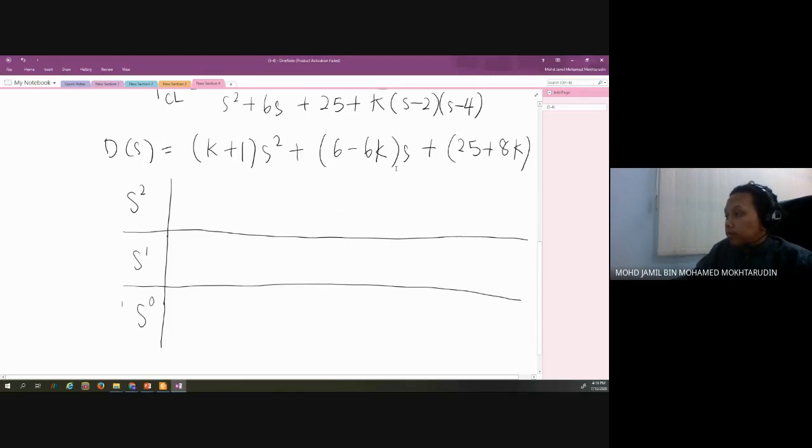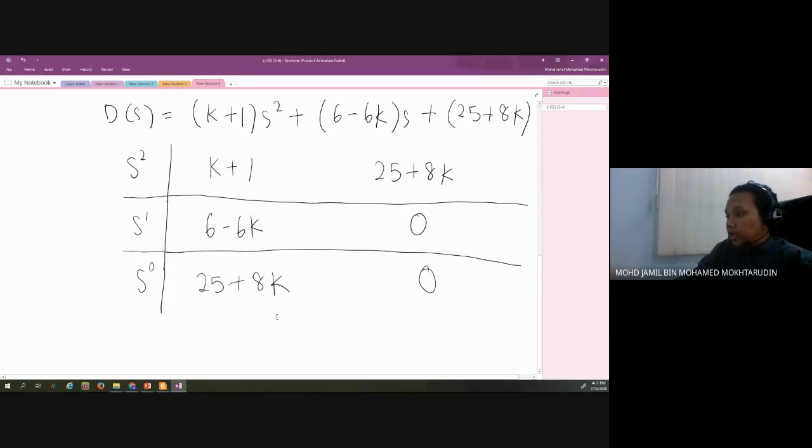Okay, so from the denominator, k plus 1, 6 minus 6k, and 25 plus 8k, and then 0. To determine S naught, you use the determinant rules. So you get 25 plus 8k, 0. Okay, and then to determine the gain k for the JW axis crossing, you use row S1. Okay, use S1.